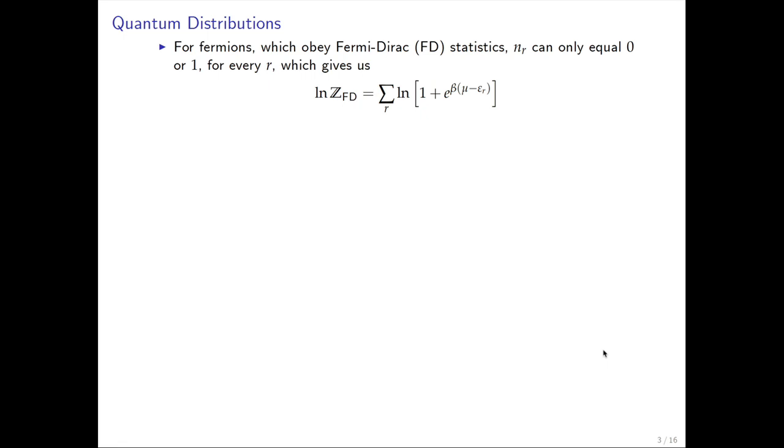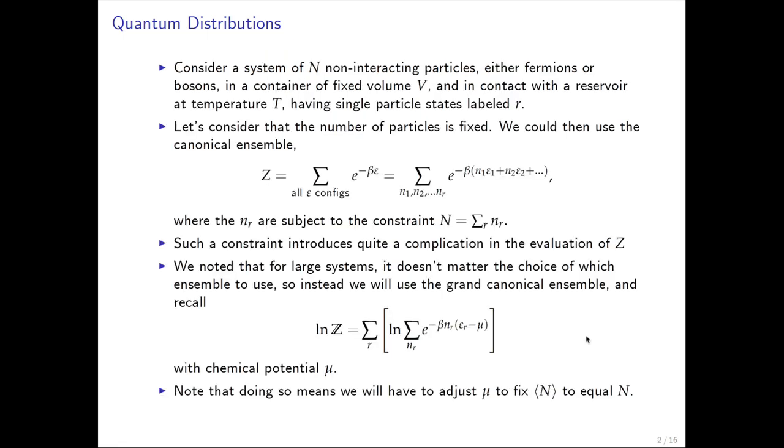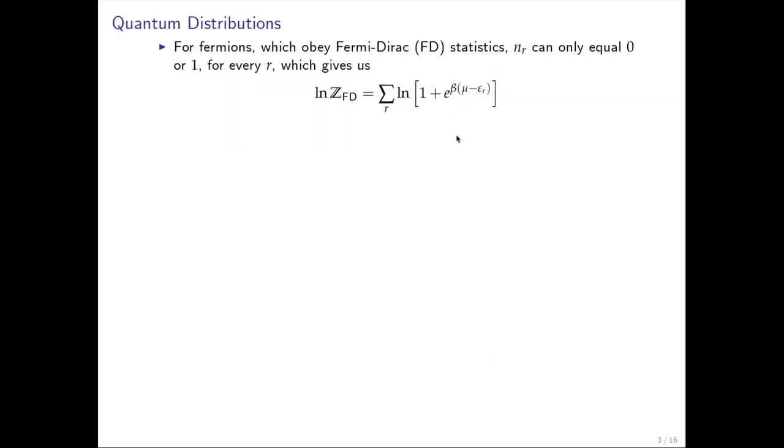So in this case, it's very easy to evaluate the grand sum because you'll see here that this sum over the occupation numbers will only have two terms, a term with n sub r equals 0 and a term with n sub r equal to 1 for every r. So this sum is very simple. For each value of r, it just has two terms, a 1 and this term when we have one particle in that state.